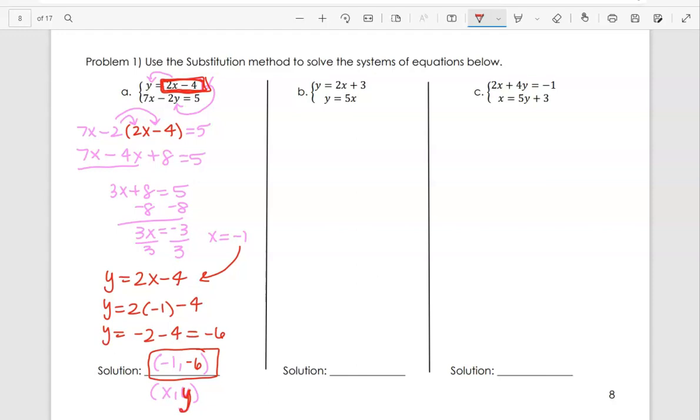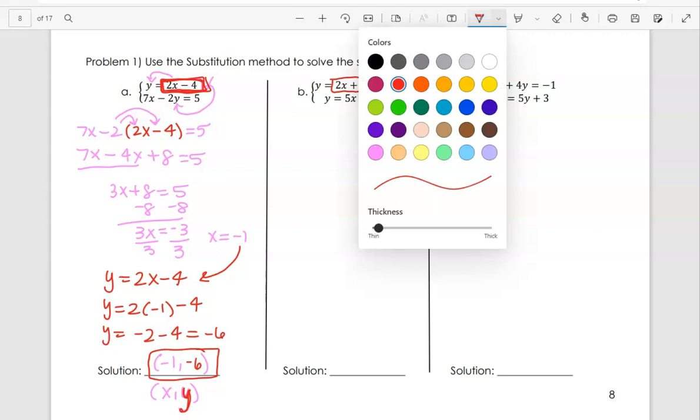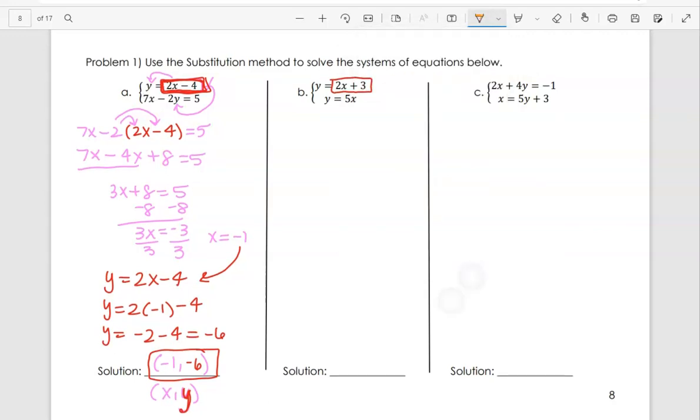Okay, let's check out another one. First step, get one of the variables alone. Notice both of the variables are alone. It says y equals 2x plus 3, and then my other one says y equals 5x. So if they both equal y, then these both equal each other. One equation, one variable that we get to solve for. I'm going to combine like terms.